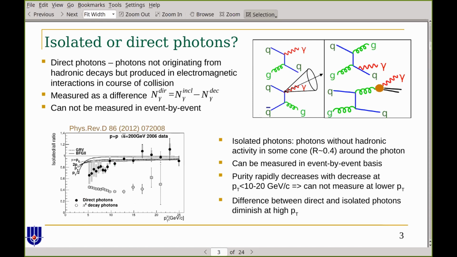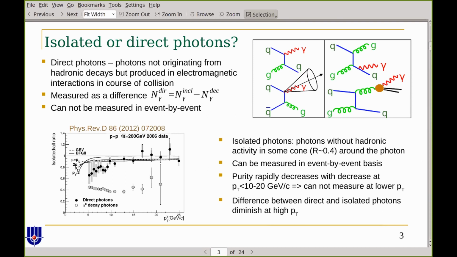The main idea behind isolated photons is that we select photons which came from Compton scattering or annihilation, and such photons will be single, while photons from Bremsstrahlung or fragmentation or decays of hadrons will be accompanied by other hadrons and will be rejected with a cut when we require no hadrons in a cone around the photon.